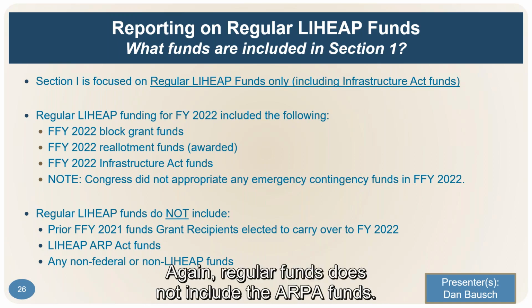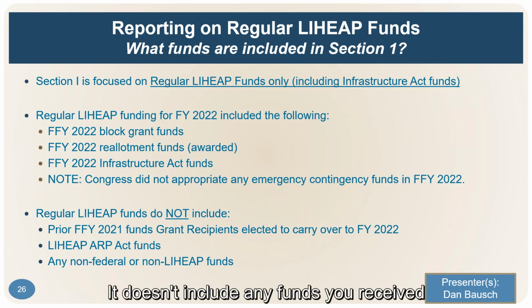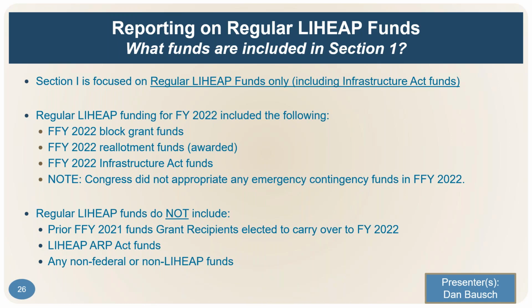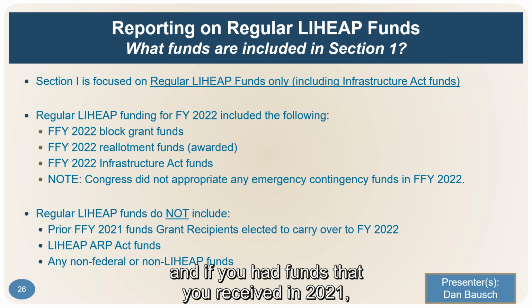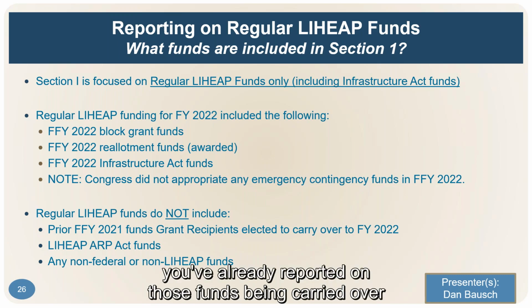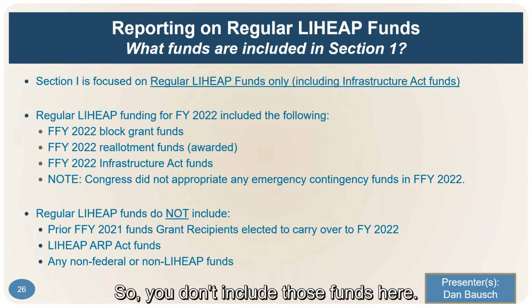Again, regular funds does not include the ARPA funds. Those are in a separate section that we'll go over. It doesn't include any funds you received that are non-federal, that are local or state. And if you had funds that you received in 2021 and carried over to 2022, you've already reported on those funds being carried over in last year's report, so you don't include those funds here.